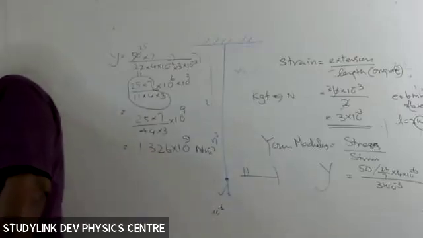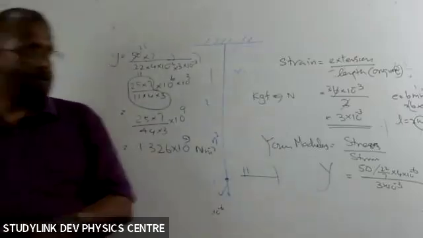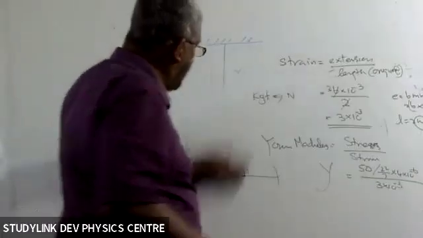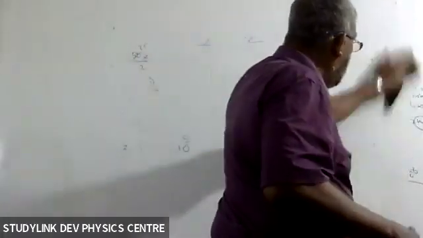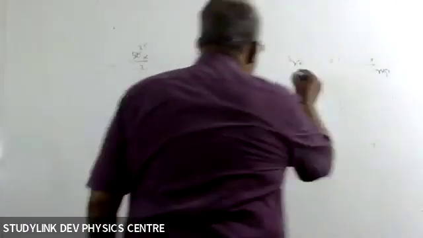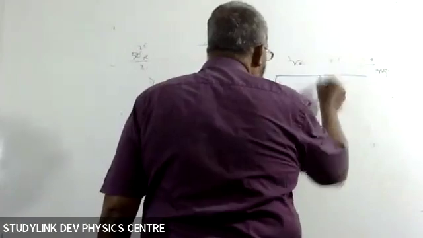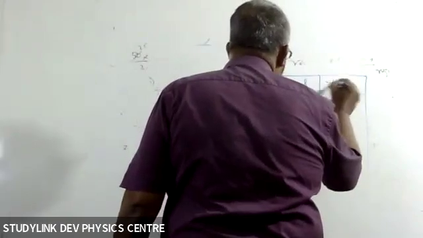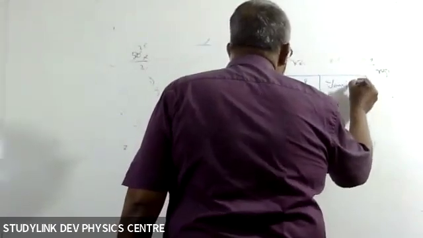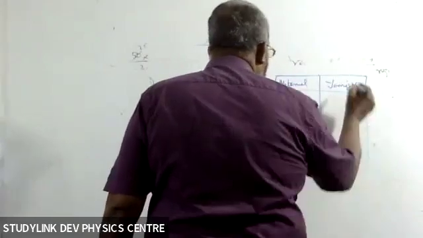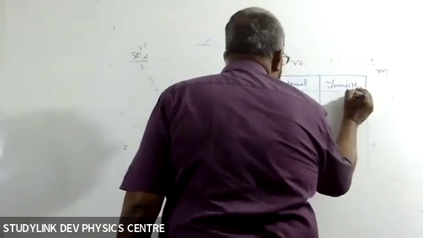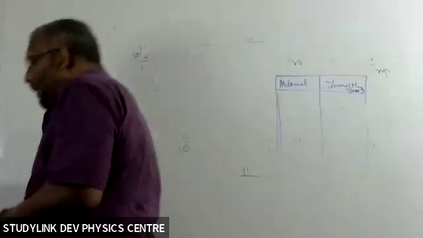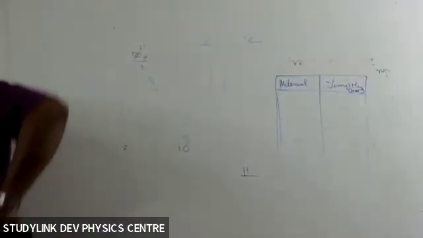Draw two columns. First column heading, second column heading. Quickly note it down. So just like two columns. Here you write material. Here you write Young modulus or Young's modulus. In common, the unit is given in Newton per square meter. So you can write that at the top of the column.